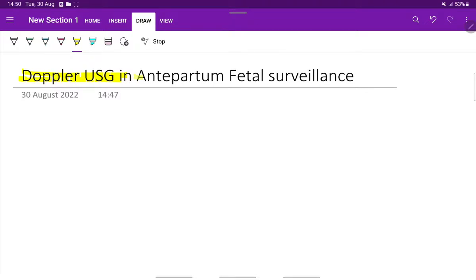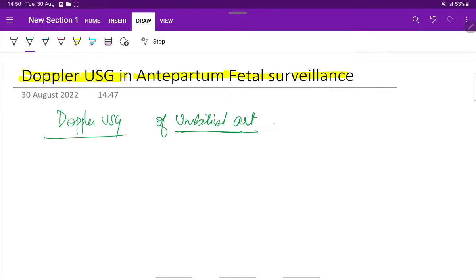Doppler ultrasound in antepartum fetal surveillance. Doppler ultrasound of the umbilical artery especially is used to assess the blood flow to the fetus via the umbilical artery.